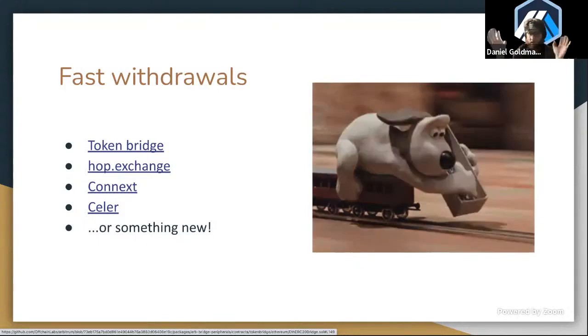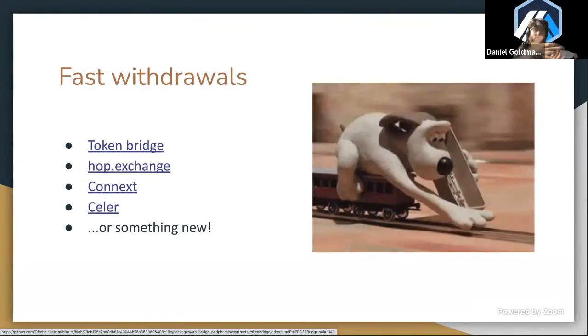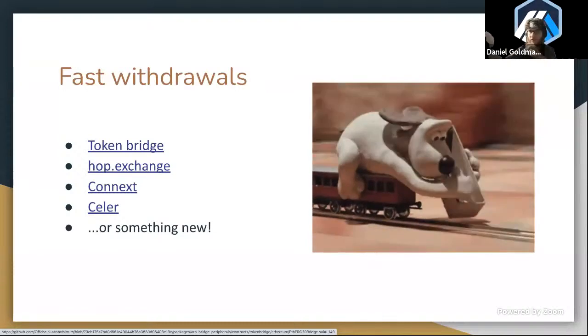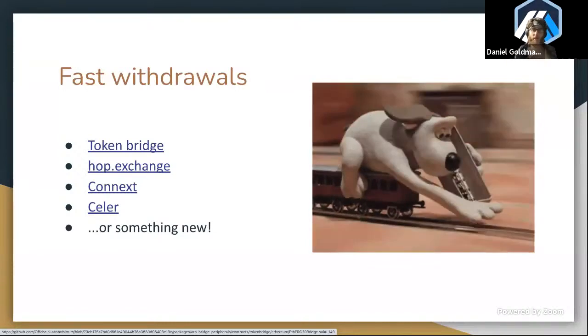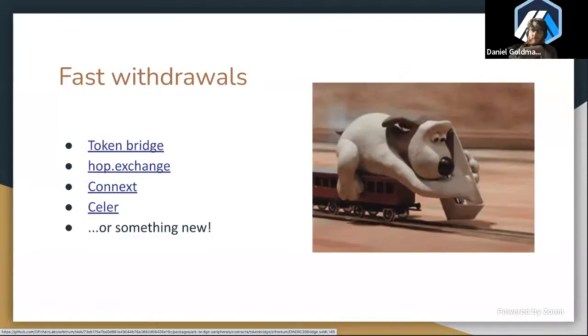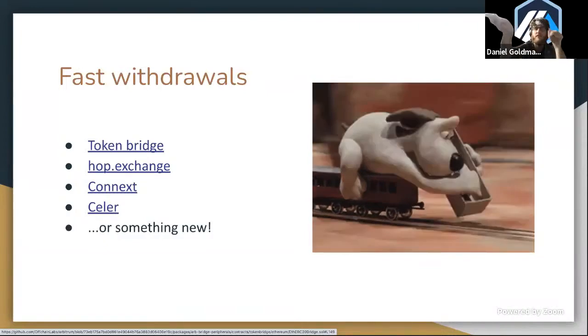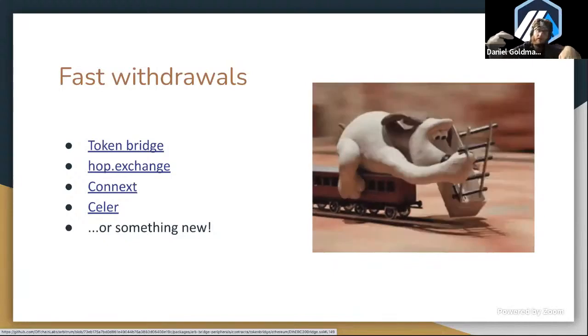Connext is, in some sense, a very different approach where you don't actually do a direct withdrawal. You just do this atomic swap via hash time lock contracts across two chains. So that would be like the way I get my token from Arbitrum to Ethereum is I just send some of that token on Arbitrum and then they send me some on Ethereum. None of them actually crosses through a bridge.